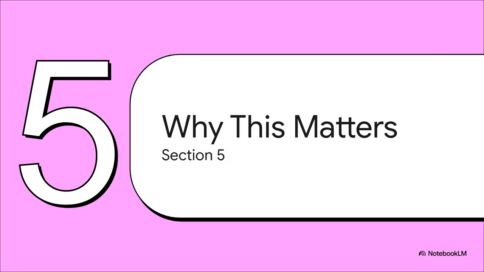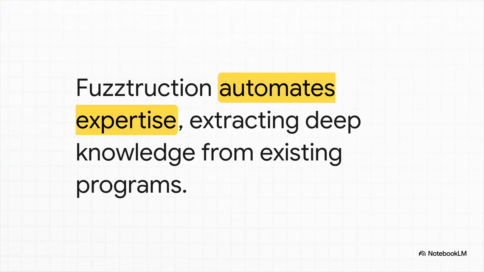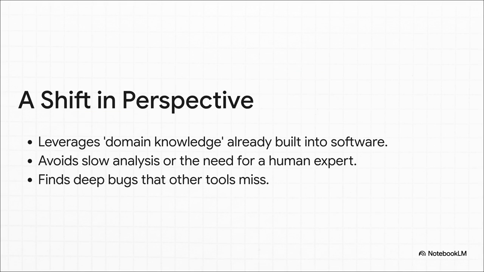So what's the big takeaway from all this? Why does this matter so much? Let's wrap it up. Really, when you boil it all down, Fuzztruction automates expertise. Think about it. All the incredibly complex knowledge about how to create a valid encrypted file or a compressed archive, that's usually locked up inside a program's code or in the brain of a highly paid expert. Fuzztruction just pulls that knowledge out automatically. It's a totally different way of thinking. You're not starting from scratch. You're just using the domain knowledge that's already there, baked right into the software.